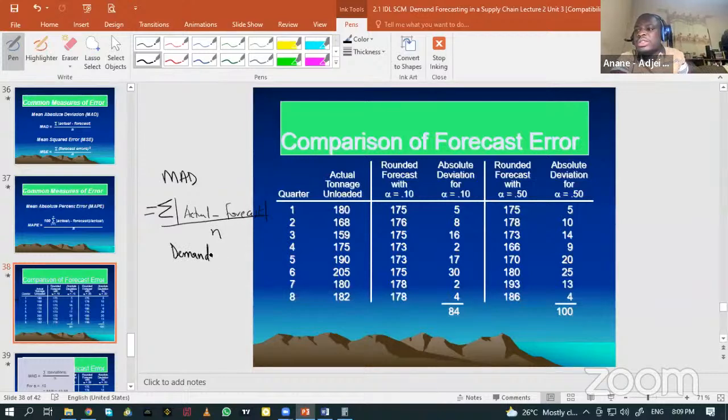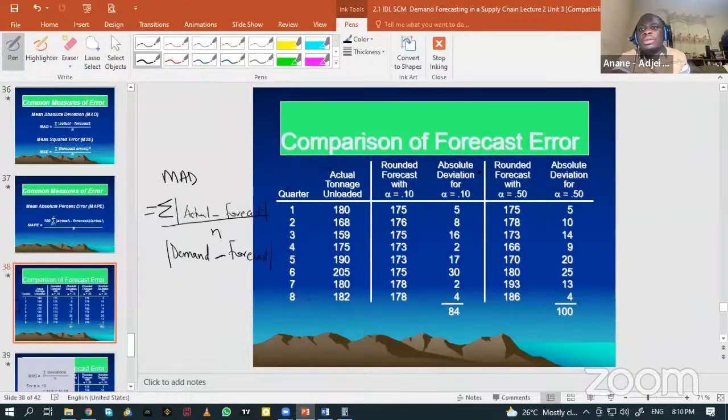We subtract the forecasted demand from the actual demand, and whatever figure we get, we maintain it in its absolute value. Let's take an example. Look at the table on your screen. This side is not part of the table; it's also a different table on its own. Our concentration should only be on this side of the table.